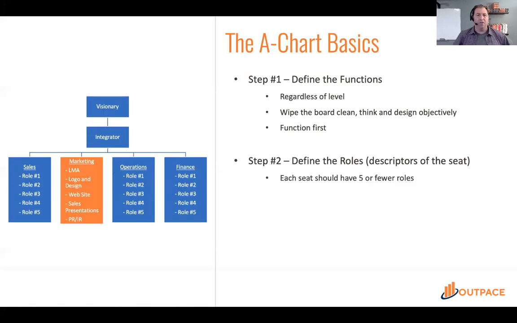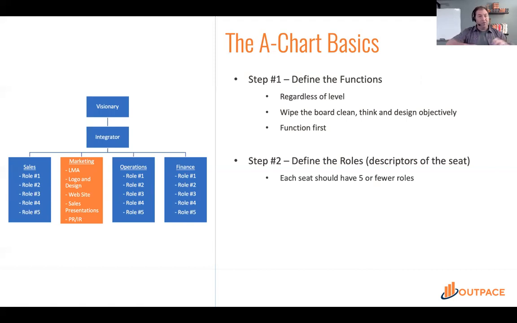Now, the second step is, once we actually have our structure, we want to define each one of these seats with no more than 5 bullets, 5 different what we call roles. So we're trying to keep it really basic because 5 roles is not that much, which is going to be a big part of what we're talking about here in just a second.